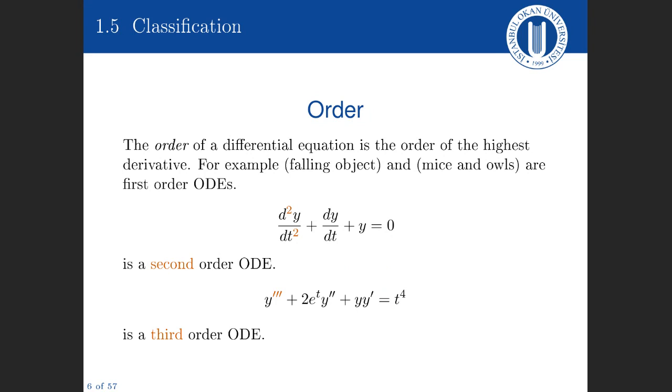Y triple prime plus 2e to the power of t, y double prime plus y prime is equal to t to the power of 4. What is the biggest derivative of y here? It's a triple derivative. So this is a third order ODE.